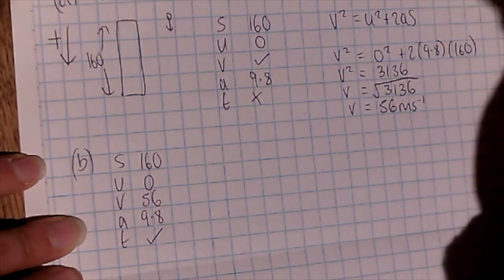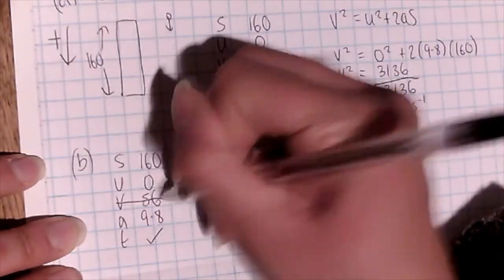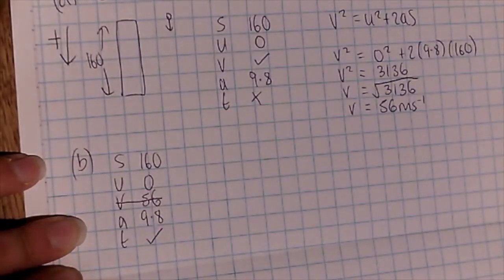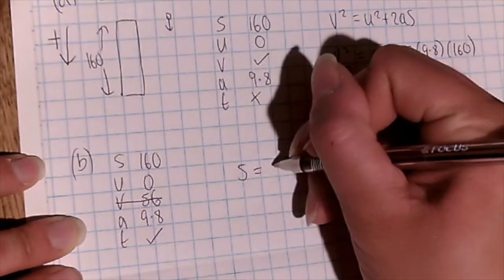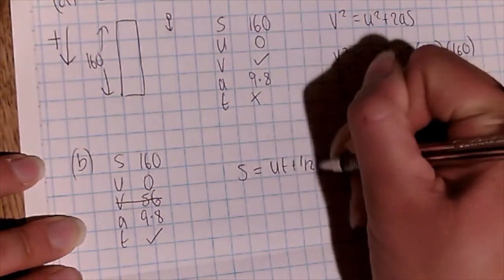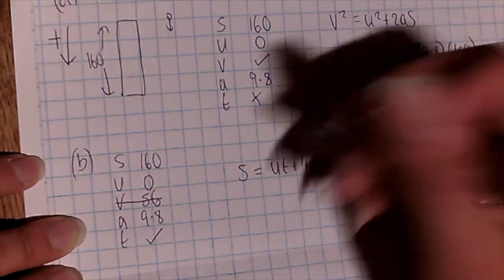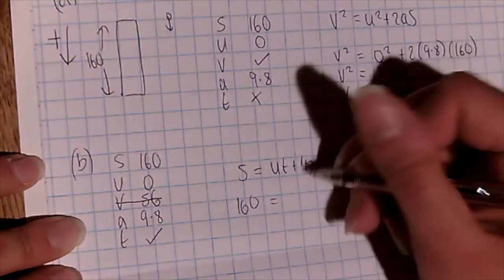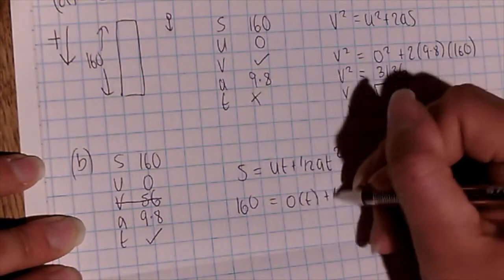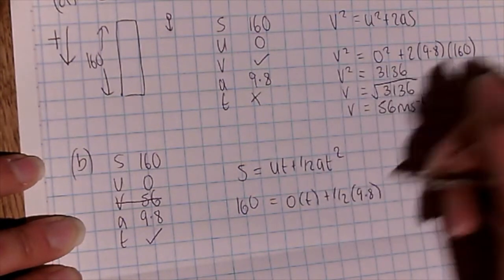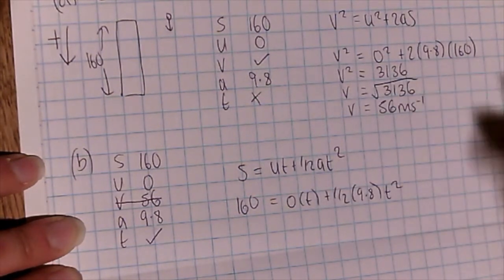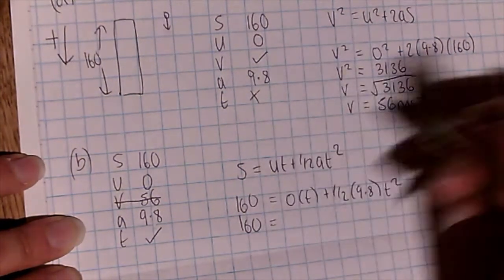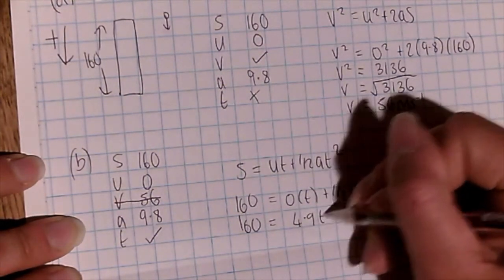However, I would tend to ignore the answer that you've discovered yourself. So I'm going to ignore V equals 56 because I discovered that myself. It's more reliable to use what I was given in the question. So I'm ignoring V. I'm using the formula S equals UT plus a half AT squared. So 160 equals 0 times T plus half times 9.8 times T squared. So in other words, 160 equals 4.9 T squared.